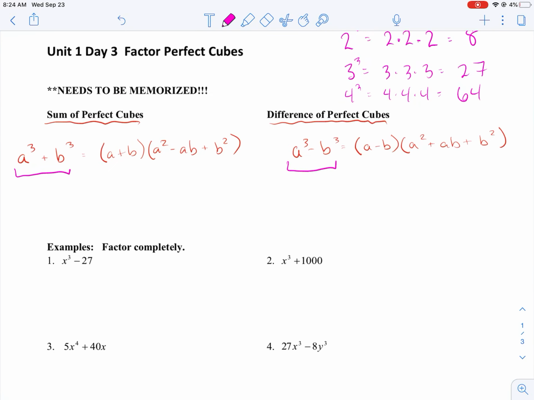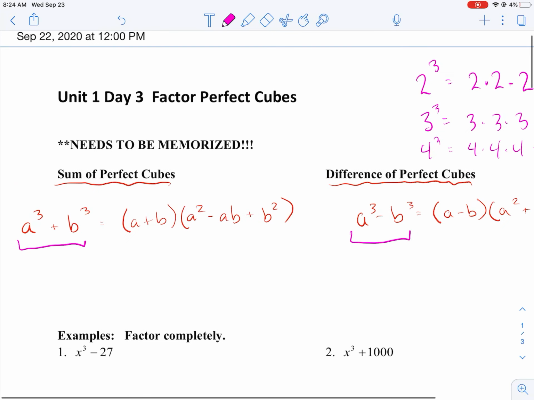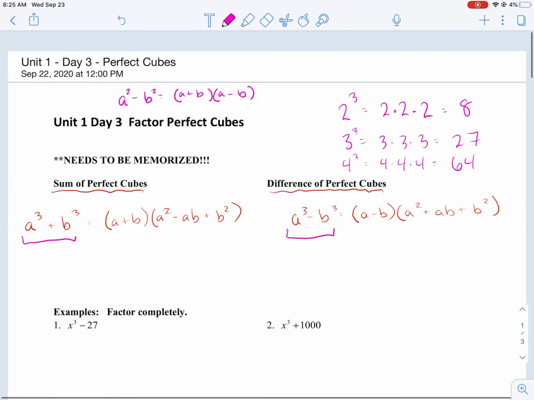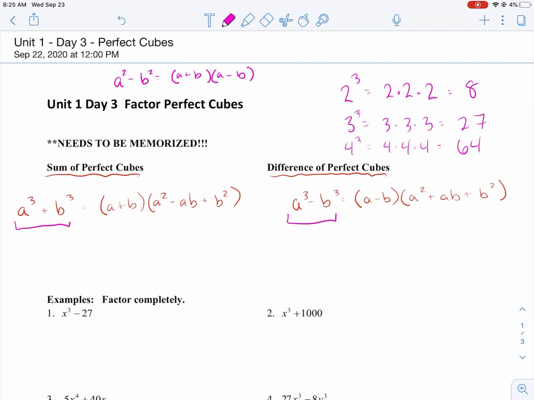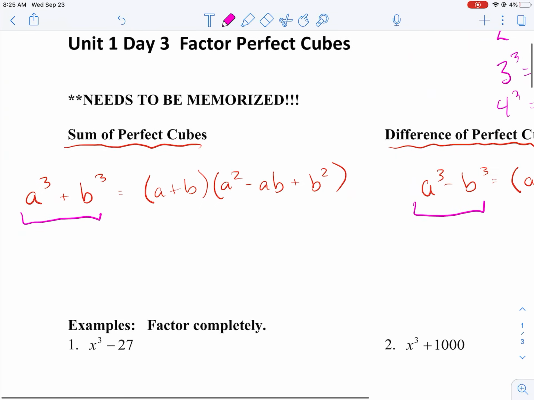So anyway, what am I talking about here? Just like your difference of two squares problems, if you recall, a squared minus b squared, when you factor this, you get a plus b, a minus b. The sum of perfect cubes and difference of perfect cubes are very similar in the sense that they have some way you can factor these things and break them down. So let's look at the sum of perfect cubes first.